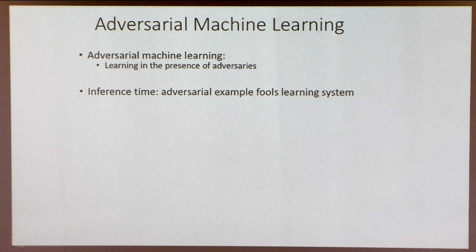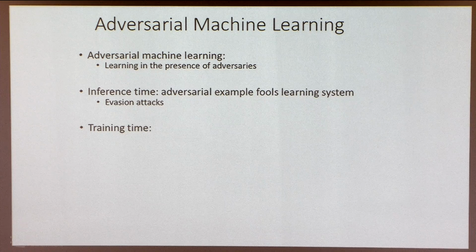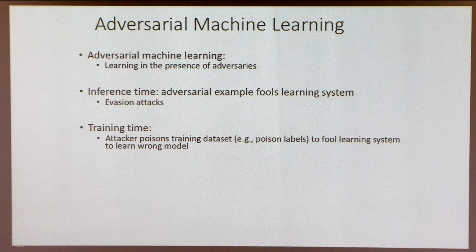And the adversarial example in this case is essentially what happens at inference time in the presence of attackers. At inference time, the attacker can try to fool the learning system, and we often call these evasion attacks. Similarly, attacks can also happen at other stages of the learning system, for example, at training time. One typical example of a training time attack is called a data poisoning attack, where the attackers are trying to poison the training set. Oftentimes, they provide poisoned labels to try to fool the learning system into learning the wrong model.